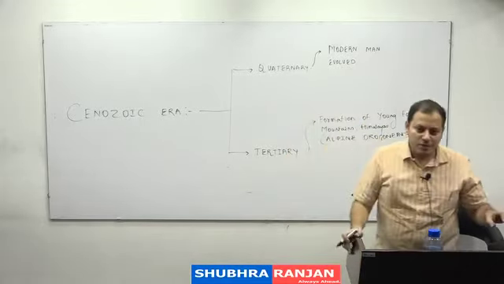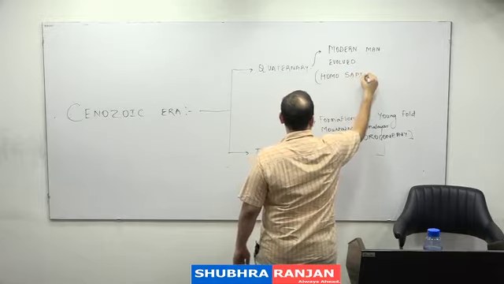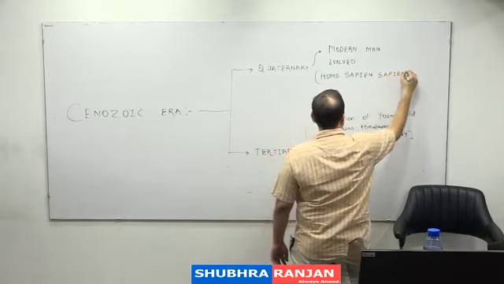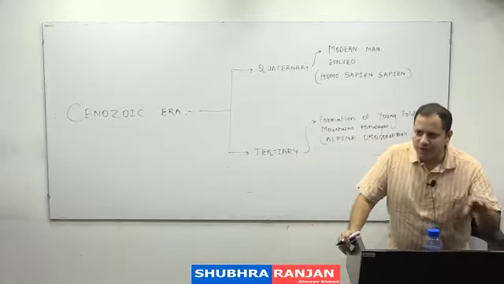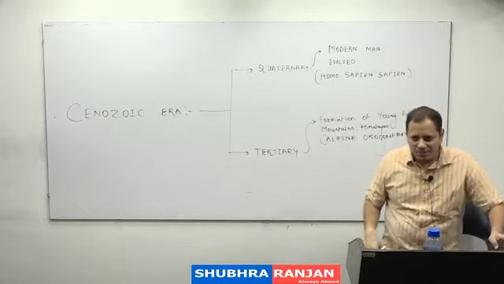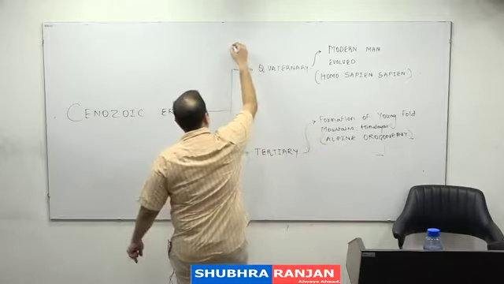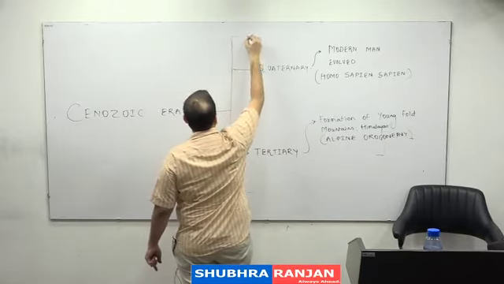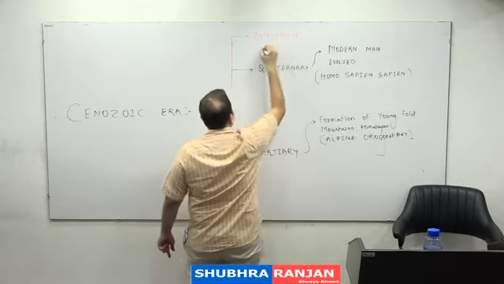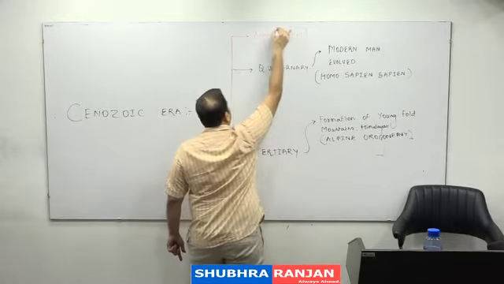It was the age of evolution of the modern man. That is Homo sapiens sapiens. We evolved in the Quaternary period, just 2000, 3000 years before the present. And now there is a demand for including a new era, what is known as the Anthropocene, or the Anthropocene period.